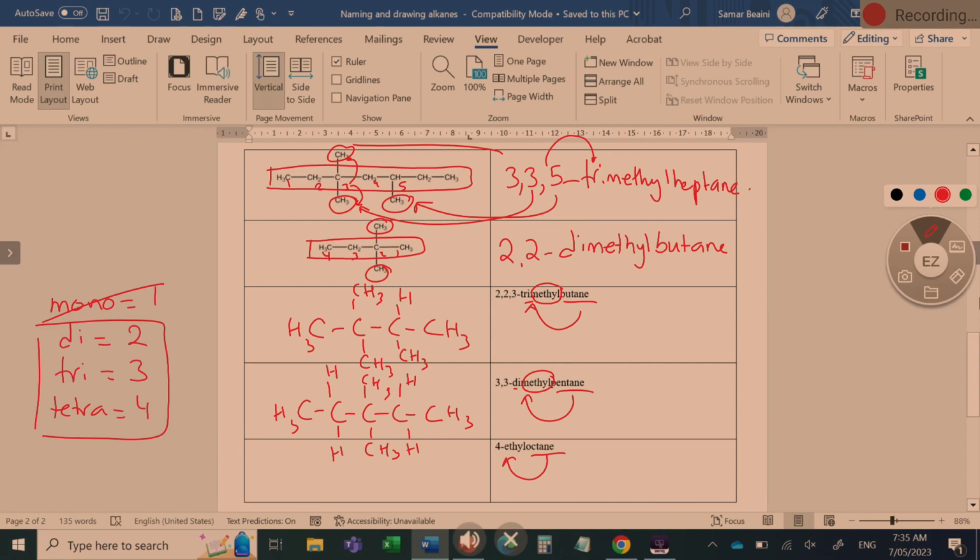4-ethyl octane. From what end do I start? I start from the octane end. So the octane is how many carbons? 8. So I will draw 1, 2, 3, 4, 5, 6, 7, 8. And then what? So 1, 2, 3, 4. And then what do I add there? And ethyl is how many carbons? Okay, so I'll put the 2 carbons first, and then I'll fill everything else with the hydrogens.